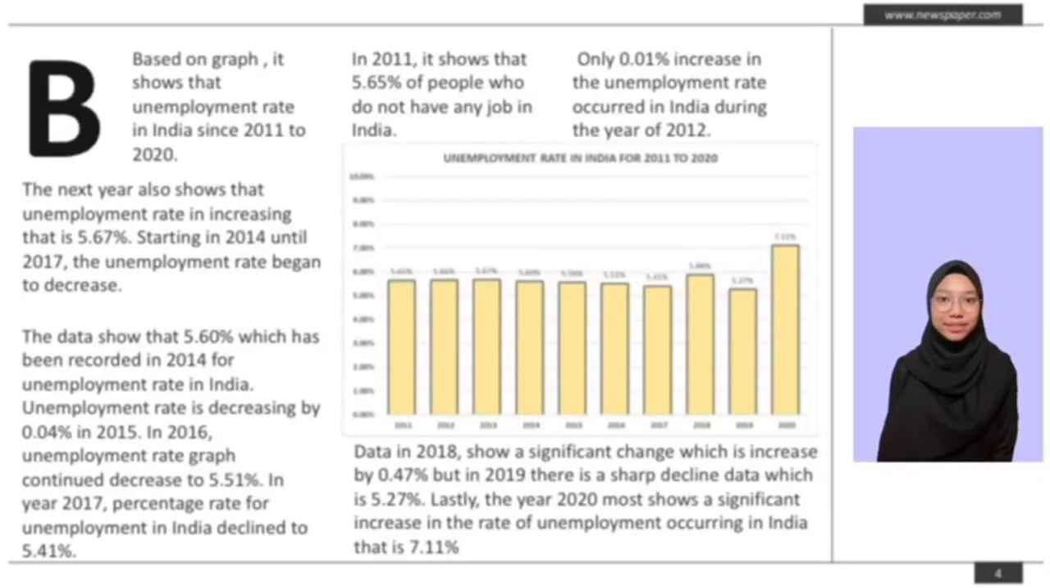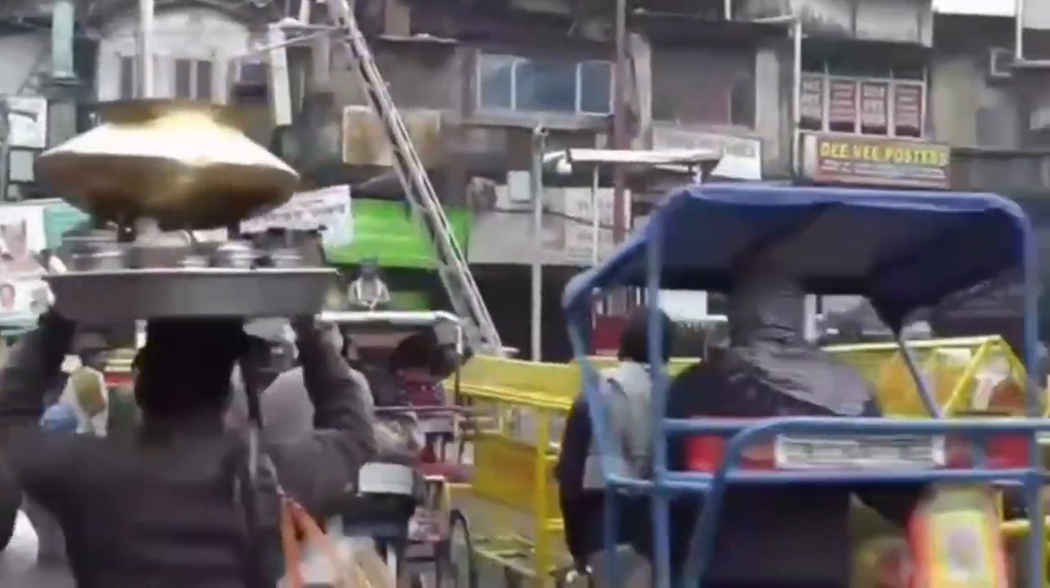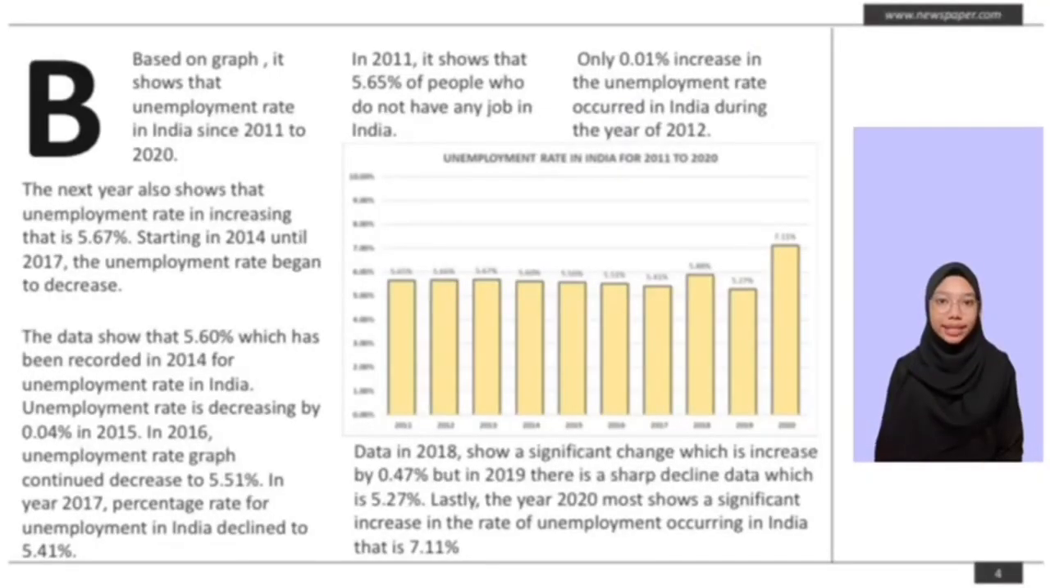Based on the graph above, it shows the unemployment rate in India from 2011 to 2020. In 2011, 5.65% of people did not have any job in India. Only a 0.01% increase in the unemployment rate occurred in India during 2012. The next year also showed the unemployment rate increasing, that is 5.67%. Starting in 2014 until 2017, the unemployment rate began to decrease.